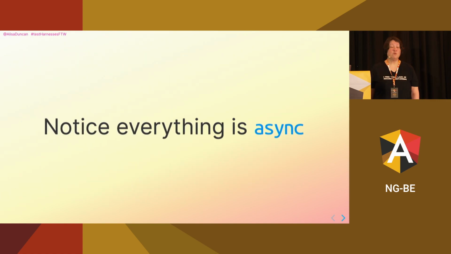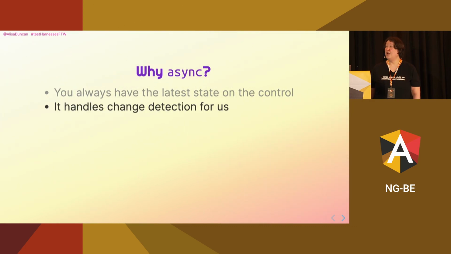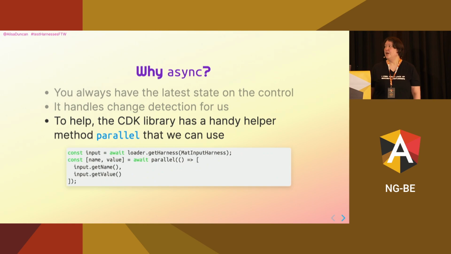But notice everything they're working with is async. That's so that it handles the latest state on the control, and it handles the change detection for us, so we don't have to. And because we're working with so many asynchronous methods, the CDK library has this handy helper method called parallel that allows us to pass in multiple asynchronous calls and, in one fell swoop, get the output of that to work with it.